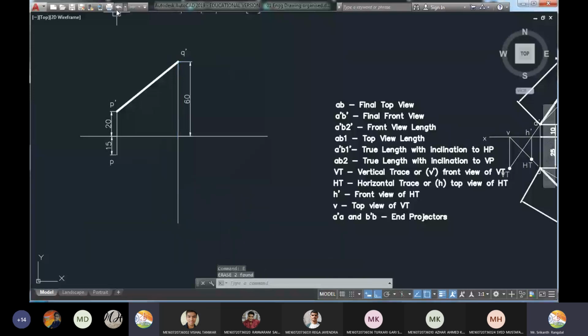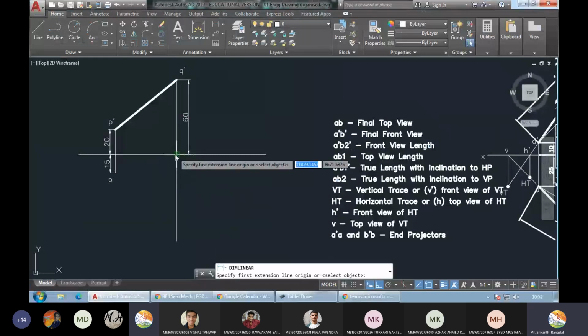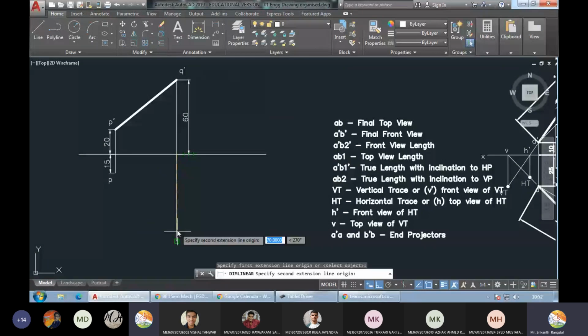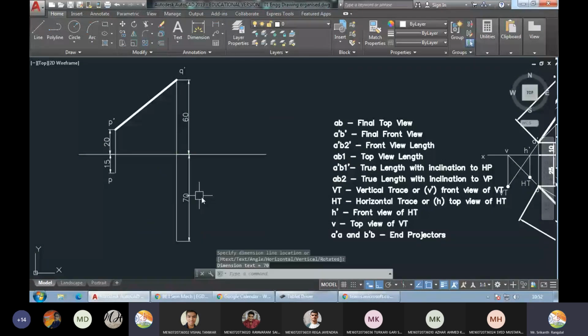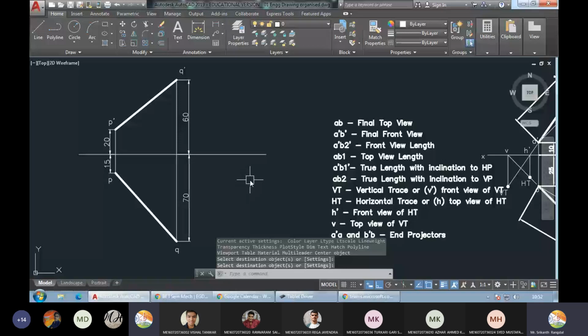I can delete them. So what is this distance from this point to this point? That distance is 70. And what is this point we got just now? Q, that is the top view. So what is this line that we just now got? PQ. What is PQ? Final top view. PQ is the final top view. So that also should be done.